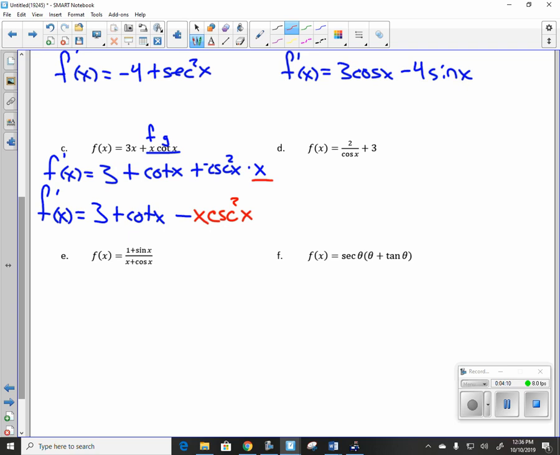What rule do you think we should do for letter D? We would say the quotient rule, and I'm going to tell you, not so fast. Please just use a little bit of basic understanding of trigonometry and just start by rewriting it. What is 2 over cosine? It's the same as 2 times, what is 1 over cosine? It's the same as secant. This is 2 secant.